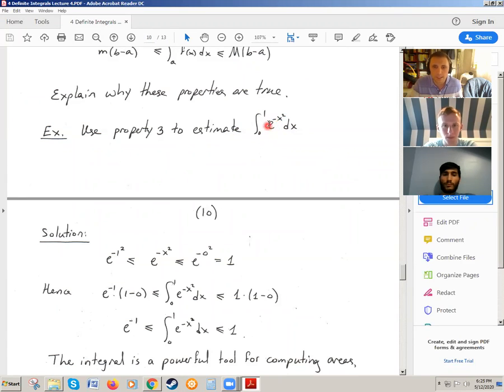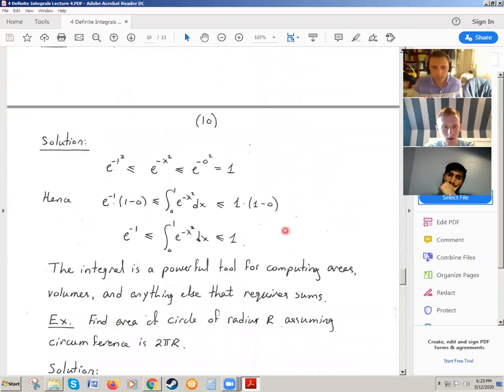So what we can do is this. E to the minus x squared looks like a bell-shaped curve, and the biggest value it takes is at x equal to 0. The smaller value it can take is at x equal to 1. So we have these bounds. It's bounded between e to the minus 1 and 1. So this integral is between e to the minus 1 multiplied by 1 minus 0, and 1 multiplied by 1 minus 0.